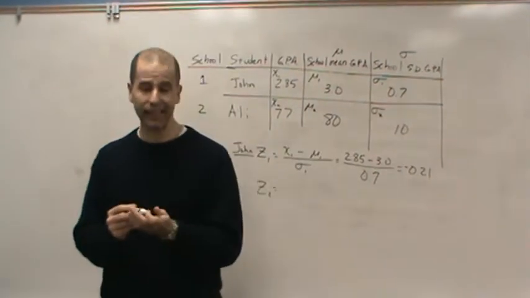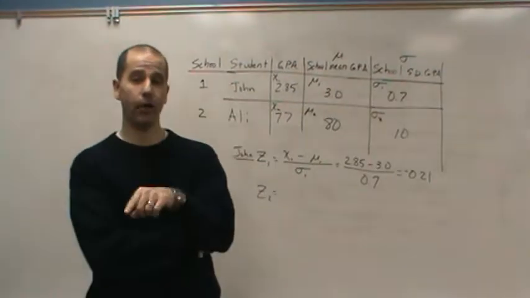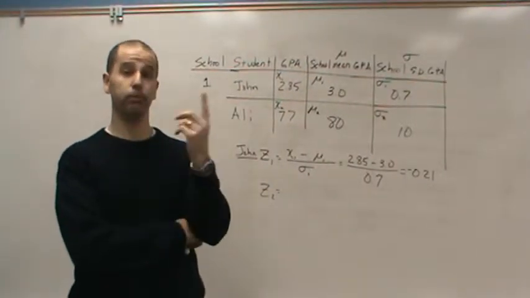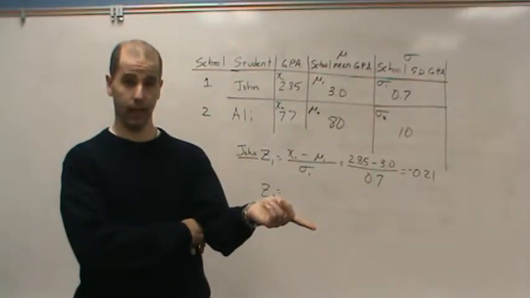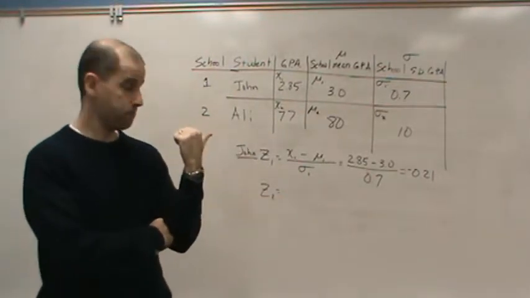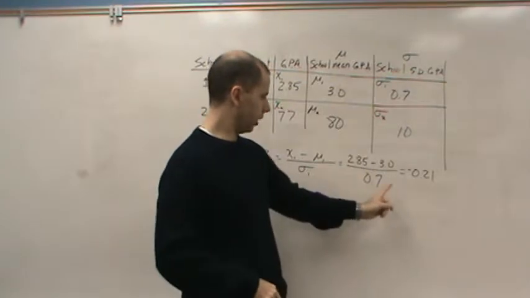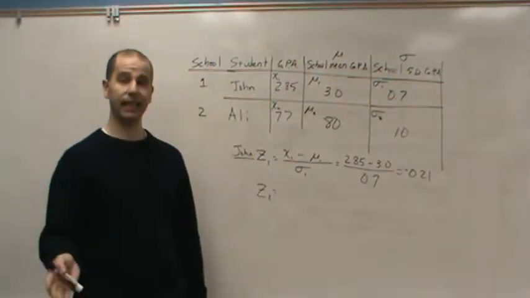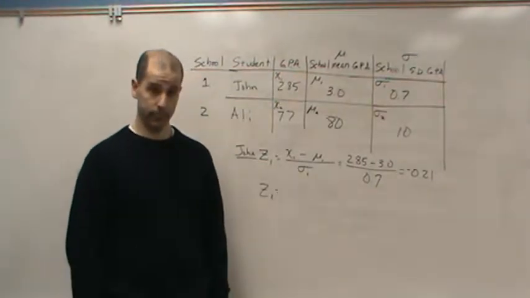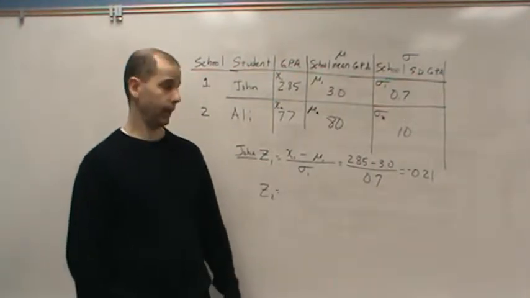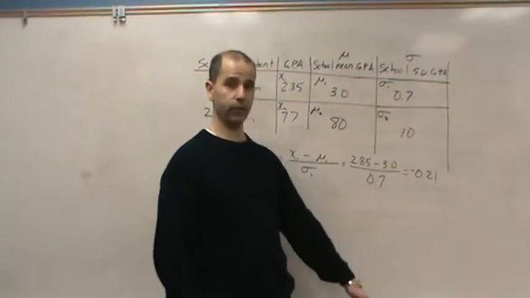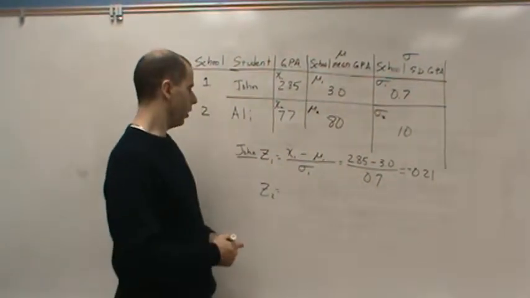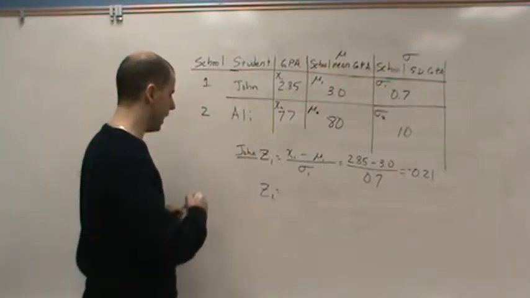So immediately, I know where this value falls relative to the mean. It actually falls below the mean. Okay, so this z-score, this GPA, is actually slightly below the average for this school. Because it's negative. Remember, negative tells us it's below. Positive tells us it's above. Okay, so now, let's do the same thing for Ali.